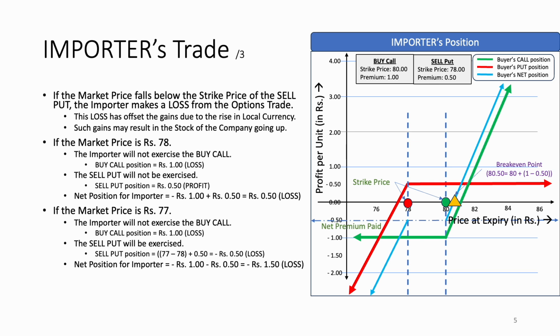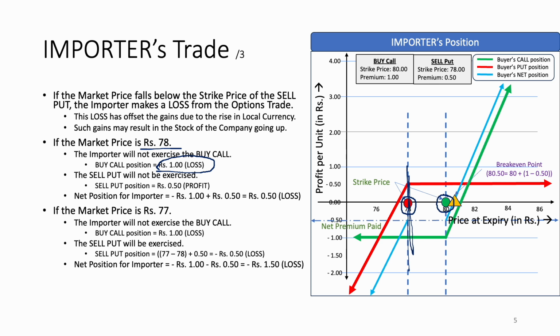Now let us study the importer's position when the market price drops. Suppose the market price is here at the strike price of the sale put, that is at 78 rupees. When the market price is 78 rupees, the importer will not exercise his buy call because his buy call strike price is greater than the market price, so he will not exercise. Instead, he will lose 1 rupee, which he will give to the seller of the buy call.